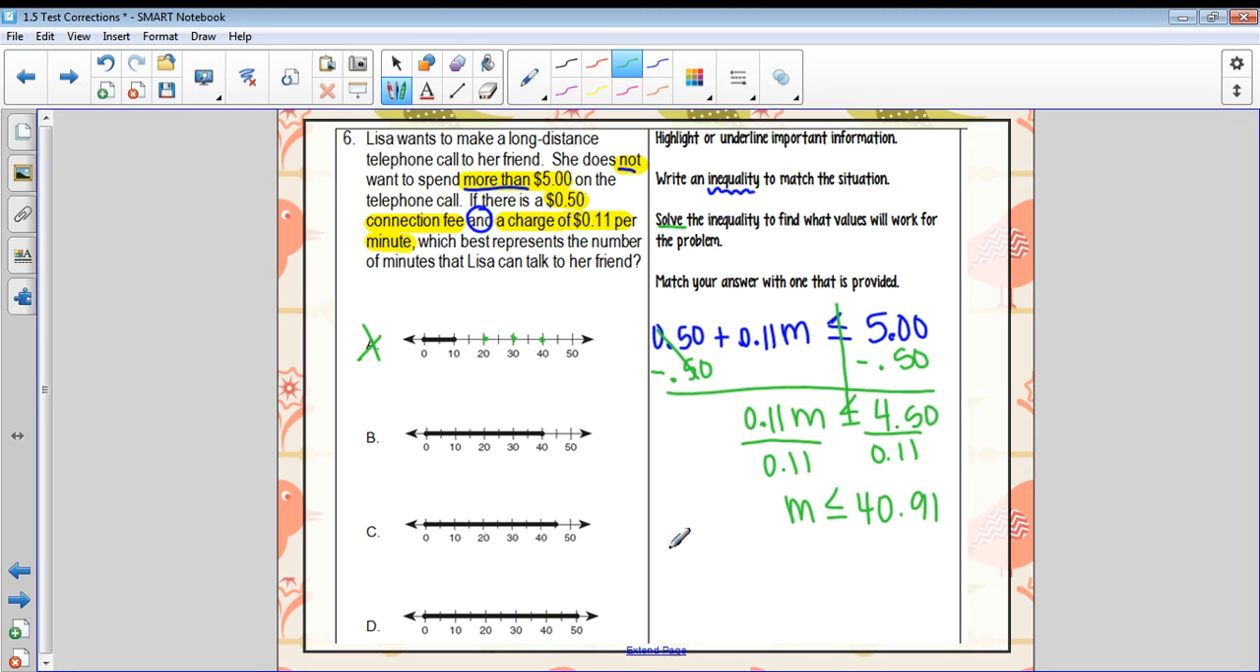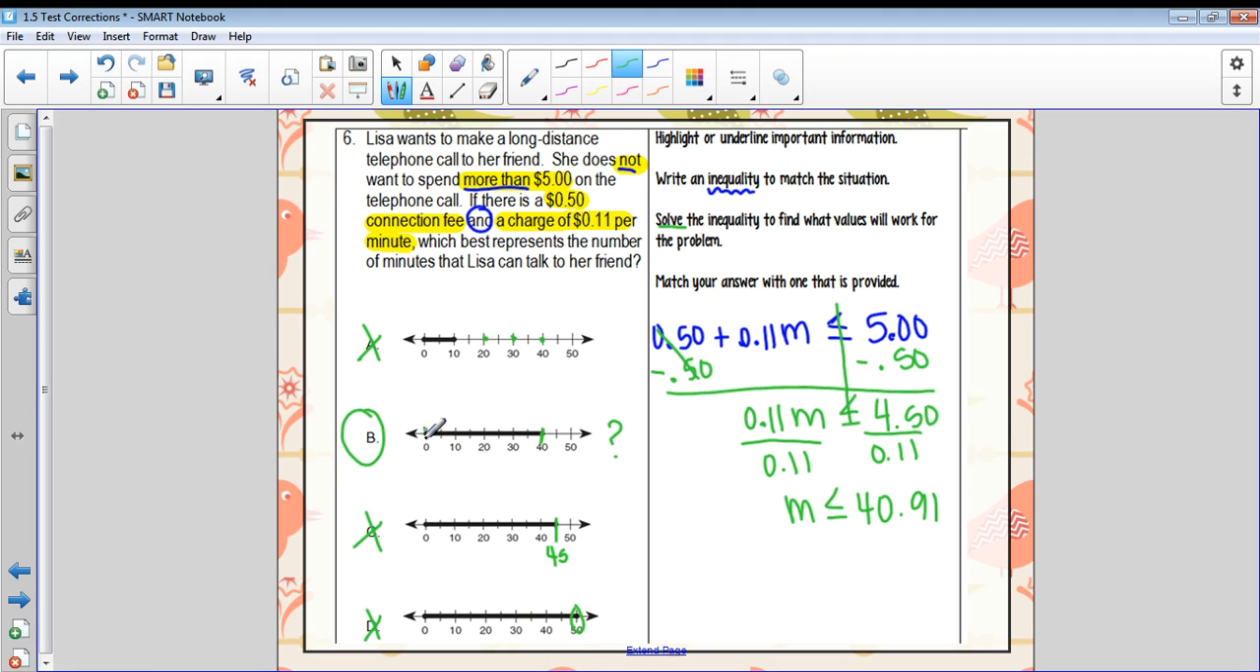So letter A doesn't include all the values that she could talk. This one looks pretty good. It goes from 0 to 40. Let's make sure it's the best. Right here, this one stops at 45. We know that she can't talk for 45 minutes. It's got to be less than 40.91. Okay, now if she can't talk for 45 minutes, surely she can't talk for 50 minutes. So our answer is B.